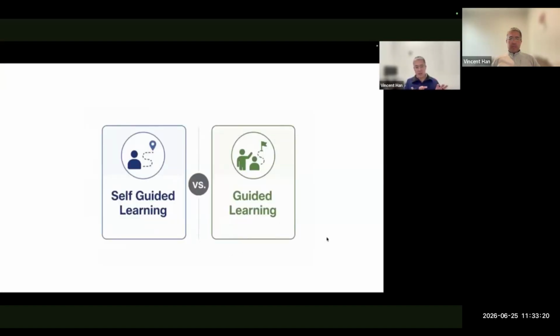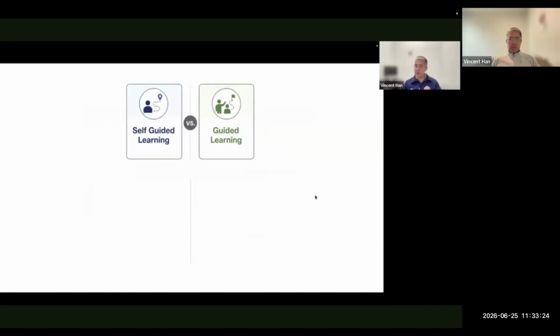And I like to call these differences self-guided learning and guided learning. Let's talk a little bit about these differences. So under self-guided learning, this is where you get to choose what to learn and when to learn it.